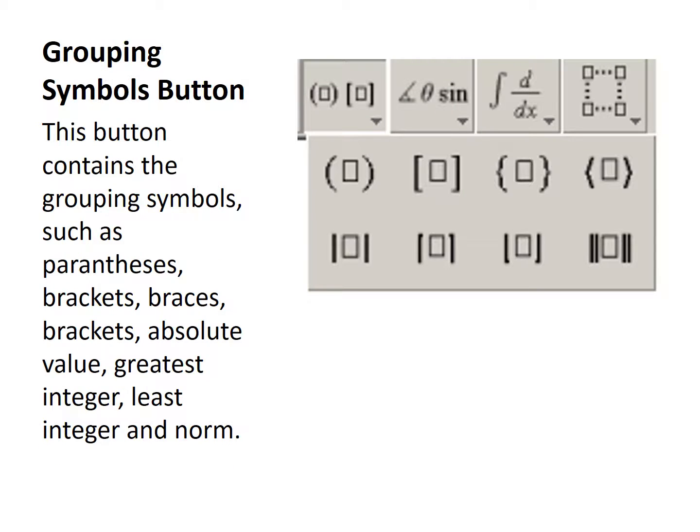The grouping symbols button. This button contains the grouping symbols such as parentheses, brackets, braces, different kinds of brackets, like inner product brackets, things like that. Absolute value, greatest integer, least integer, and norm grouping symbols.